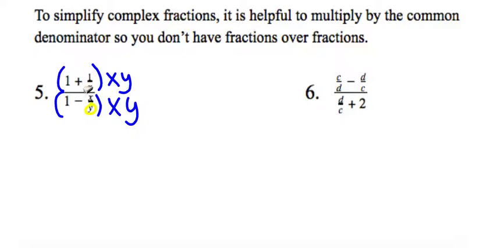I'll show you what I mean by that. Let's get rid of that yellow. Okay, so first I'm going to distribute xy here. So that's going to be xy times 1, which is just xy. And then when I distribute the xy here, the x's will cancel because one's on top and one's on bottom. So we get just y.